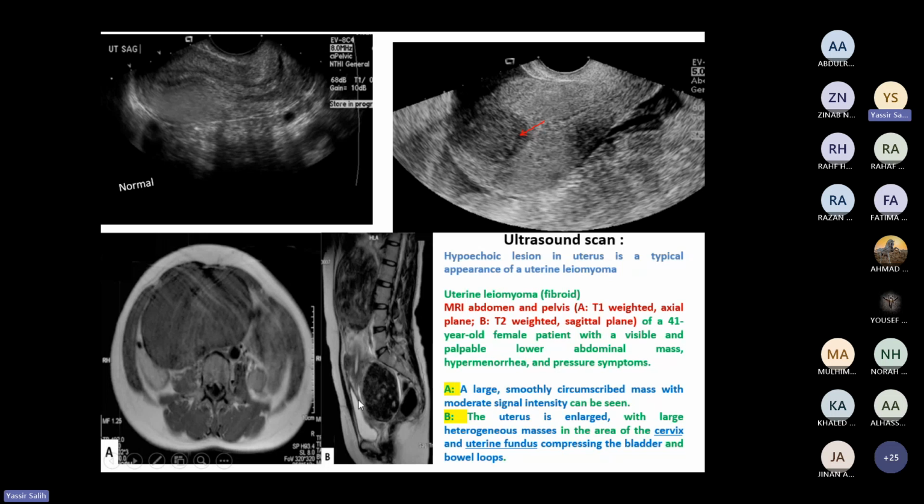This is the uterus. Notice this is the vagina, this is the cervix, and this is the uterus. This is the endometrial cavity. We have two fibroids, the first one and this is the second one.